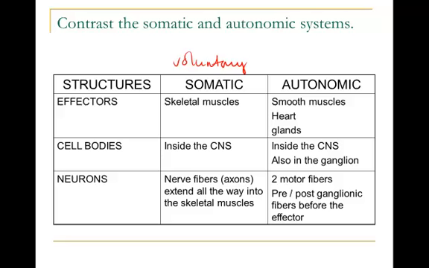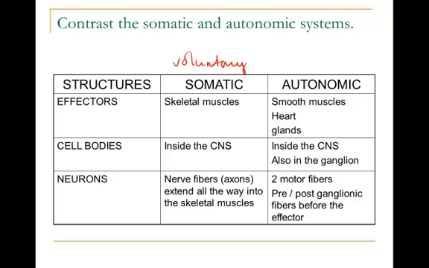So when we talk about effectors, okay, and we look at where the effectors of the somatic system are, it's our skeletal muscles. That's our voluntary piece. That's what's going to cause the action. As opposed to the autonomic, it's things we don't control. Our smooth muscles, our heart, and our glands, endocrine or exocrine.